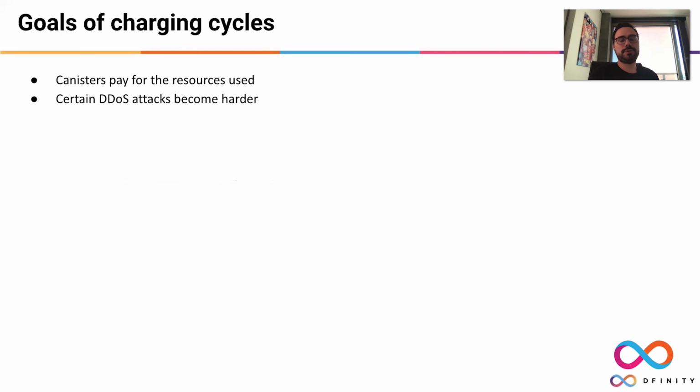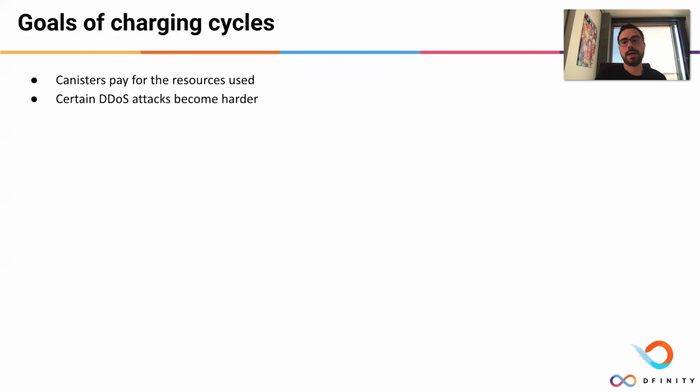Let's go through the goals of charging cycles. As I mentioned already, the first and foremost goal is that with cycles, you can pay for the resources that the canisters are using on the internet computer. Here, we're talking about some shared resources like CPU, RAM, disk, network. So every time the canister needs to do something with any of these resources, that puts some strain on the system. And the idea here is that the more strain you put on the system, it should generally result in higher cost.